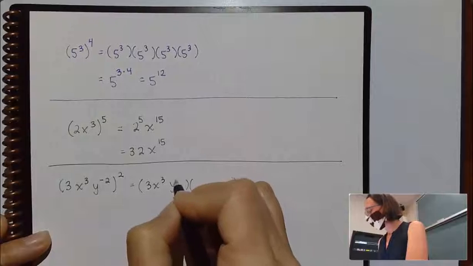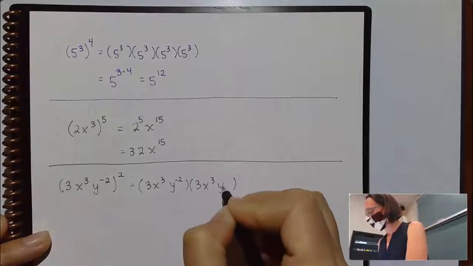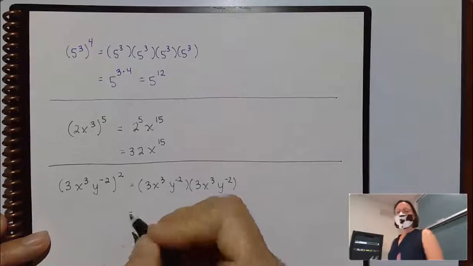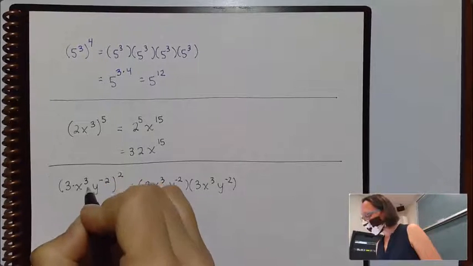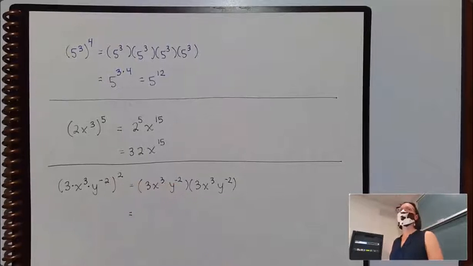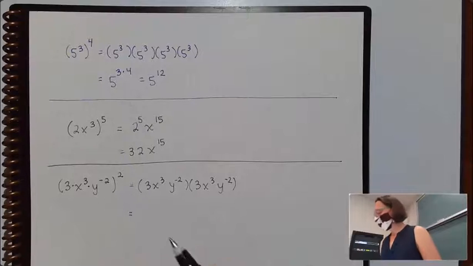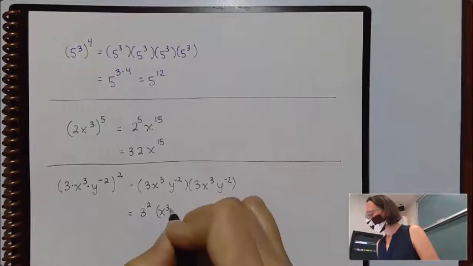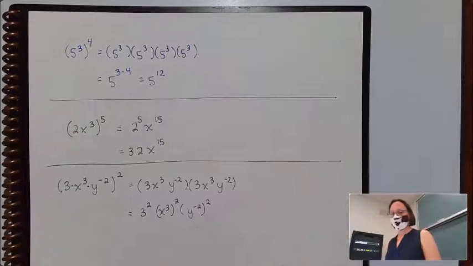You do not have to write this out, but if it helps you to write it out, go for it. One way that we think about this is because it's all multiplication inside of the parentheses. That's a place where I can sort of distribute that exponent through. So this would look like 3 squared and x cubed squared and y to the negative 2 squared.